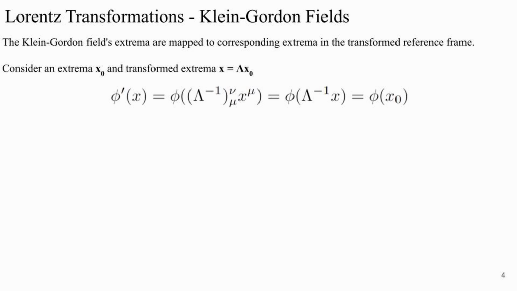But with this slide, I just wanted to highlight that in Klein-Gordon theory, the scalar fields have extrema that are mapped to corresponding extrema in the transformed reference frame under a Lorentz transformation. So what this equation is just showing is that if you have a field phi with some initial extrema x0 and you transform it under a Lorentz transformation to the new transformed field phi prime, then the extrema also gets transformed by the Lorentz transformation from x0 to lambda times x0.